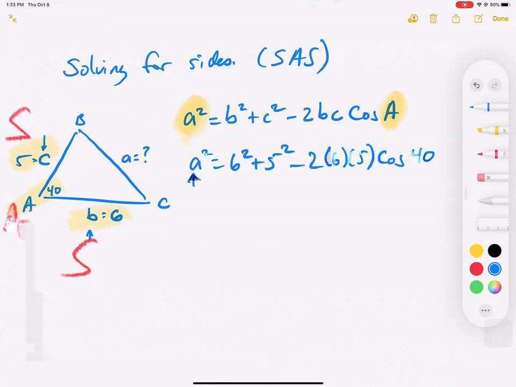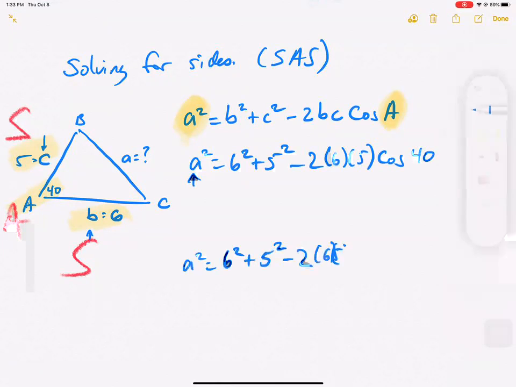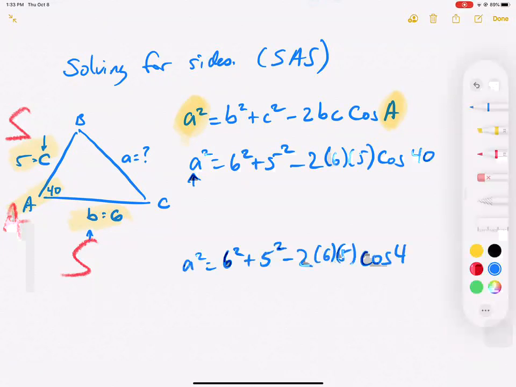Now, let me do this one more time. a squared is equal to, we don't know a, but we can use the other two sides. So we know b and we know c. Minus 2 of the sides you just wrote, 6 and 5 again. And don't forget, this is law of cosine, so we write cosine of the angle of the side we're looking for.